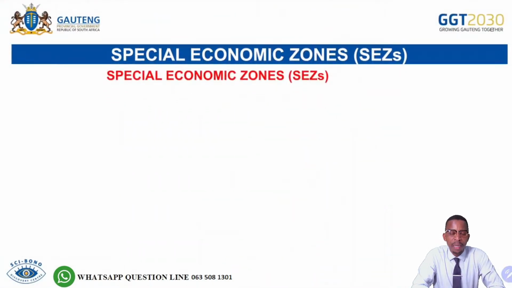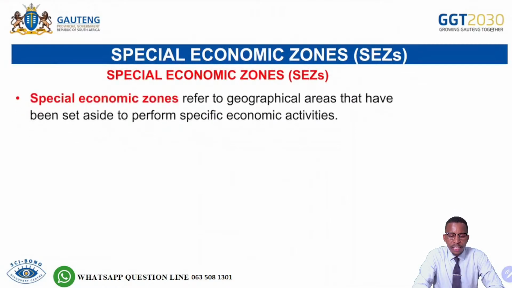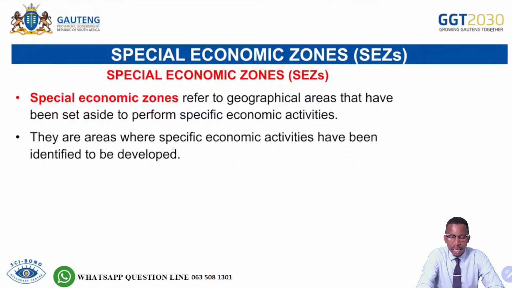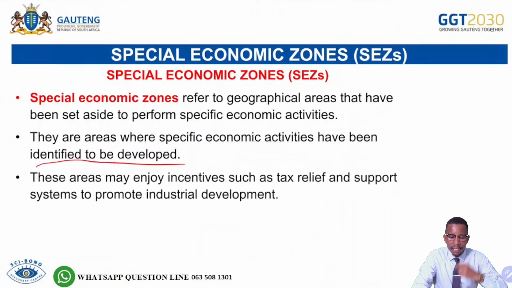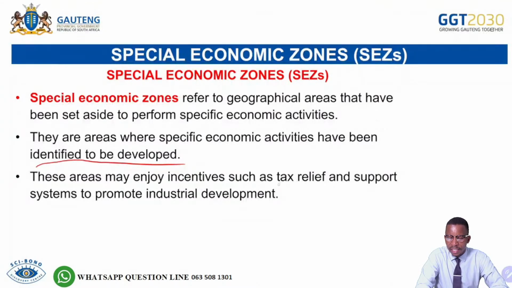Then we move to number 3, which is the special economic zone. Remember, these are geographical areas that have been set aside to perform specific economic activities. So we call them special economic zones. They are areas where special economic activities have been identified to be developed there. And then these areas may enjoy incentives such as tax relief, support system to promote industrial development.